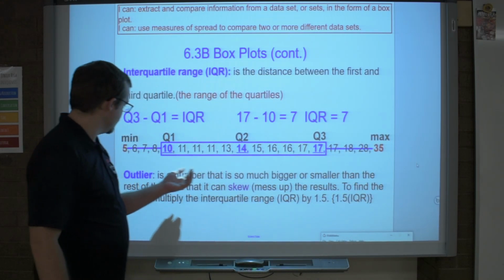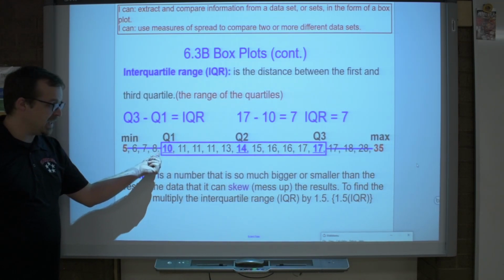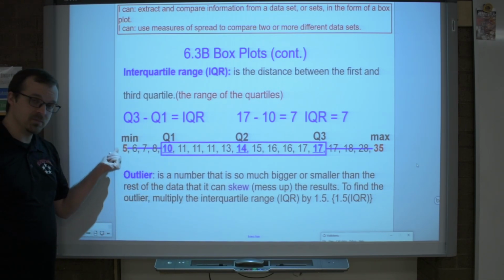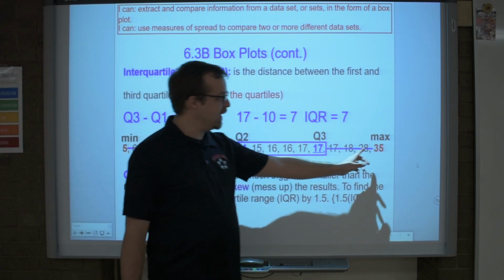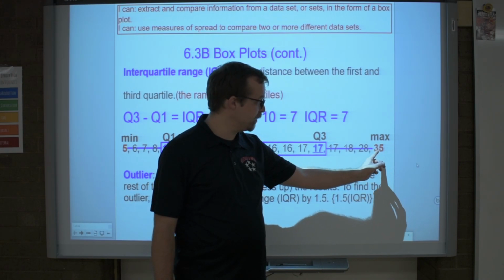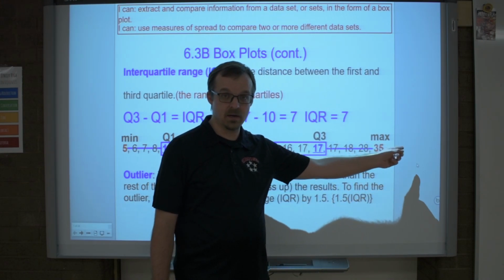So if you actually take a look at this, it starts at 5, 6, 7, 8. It doesn't look like this is very far from the data, but if you look up here at 35, 35 is pretty far from the rest of our data. It's pretty far out there, okay?